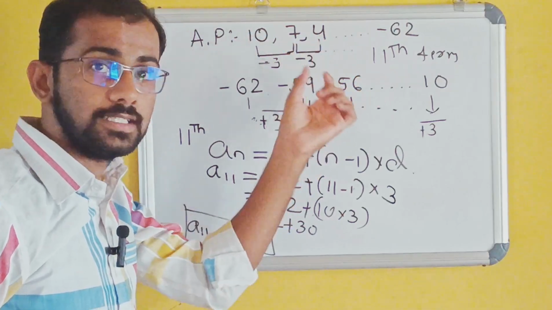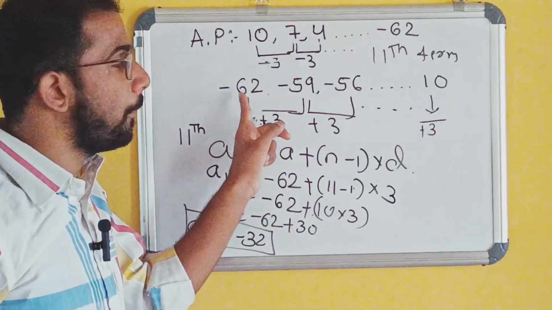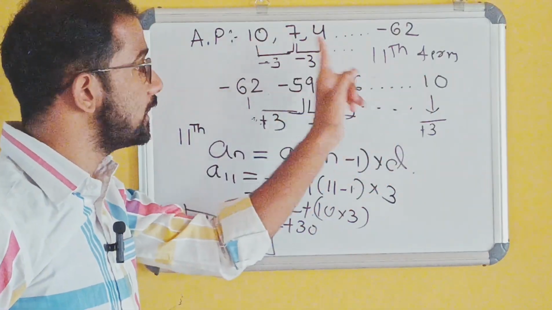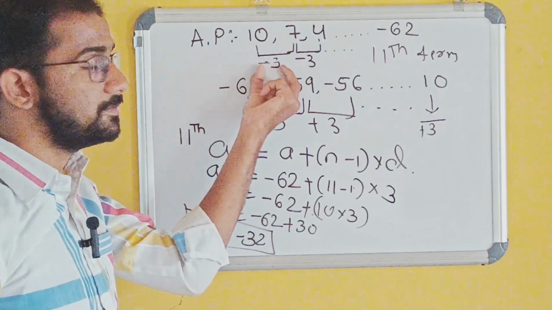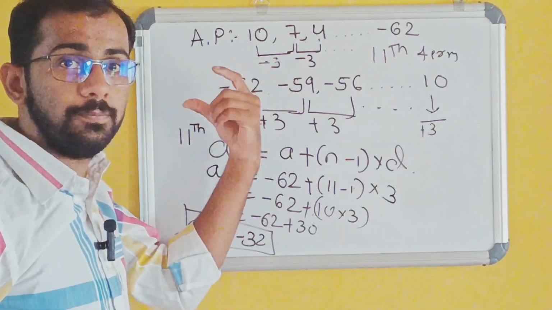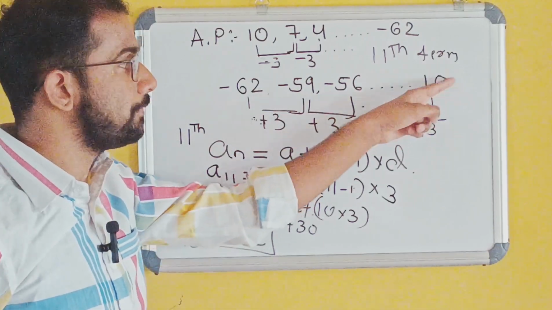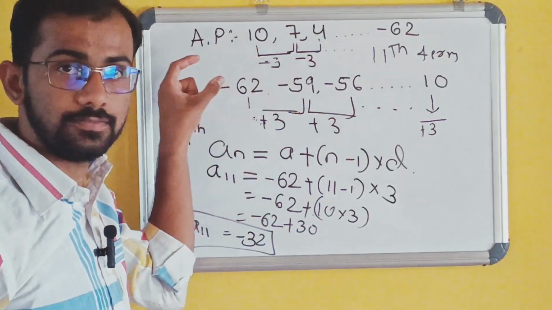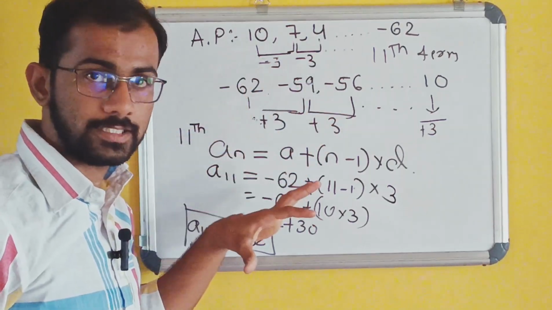That's why I reverse the order of the given sequence as minus 62, minus 59, minus 56, and so on up to the last term 10. In the question, the difference is minus 3. If you reverse the order, the difference will have the opposite sign, that is plus 3. This is the sequence we changed.